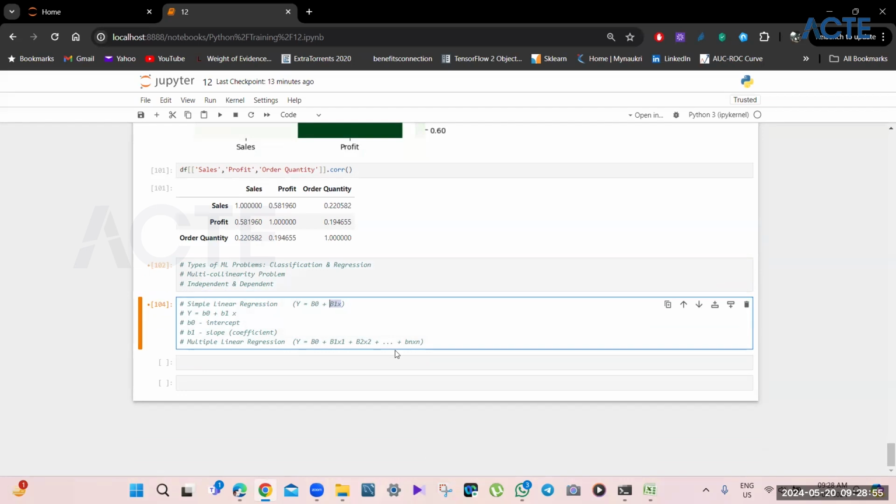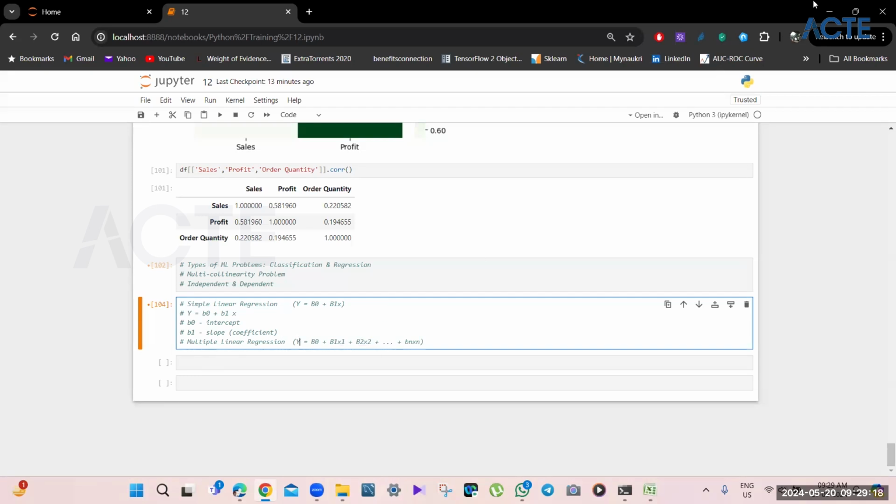For scenarios where we have more than one independent variable, we will call them multiple linear. Here we have more values, be it x1, x2, x3, x4, x5, like that. So when we are considering more than one variable to calculate the dependent variable, in that case, it is a multiple linear equation.